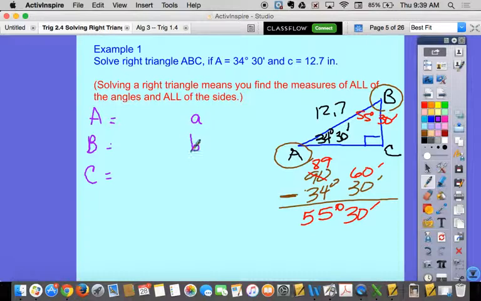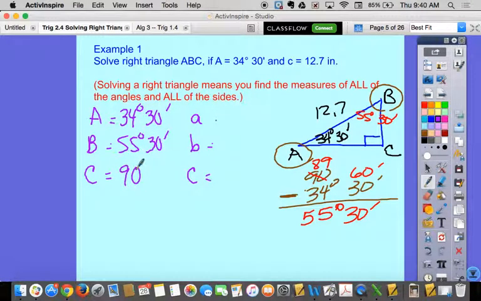This is just me. I want to make sure I got all my stuff. So I'll list out all my angles, and I'll list out all my sides. It's easy to know what you're missing, what you need, and you can list what you've got. Found this, got this. C is always going to be 90. Now you know one side already. This is 12.7. We have to do trig.